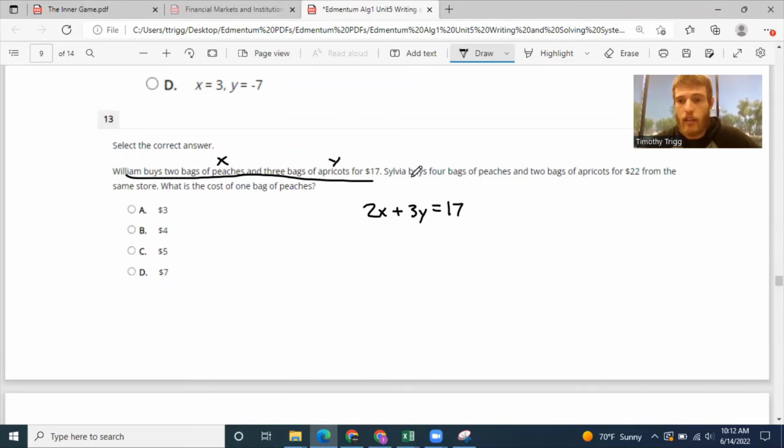Let's go ahead and look at the next sentence. It says Sylvia buys 4 bags of peaches and 2 bags of apricots for $22. So what would be the equation from that information? Well, 4 bags of peaches plus 2 bags of apricots costs $22. So now that we have these two equations, see if you could use elimination to find the cost of the peaches. So in that case, find x.